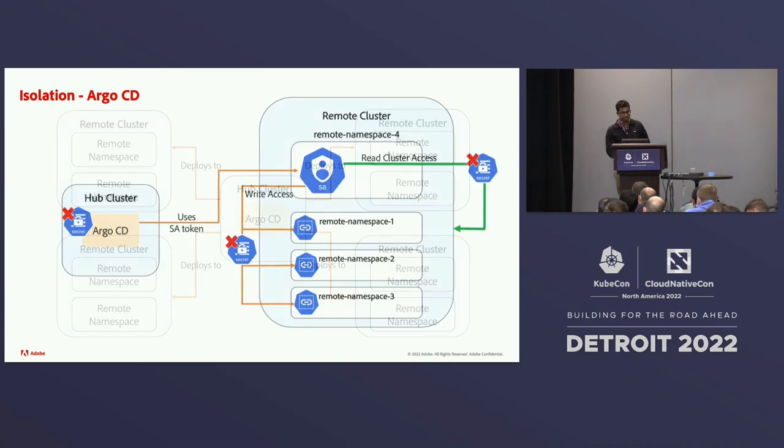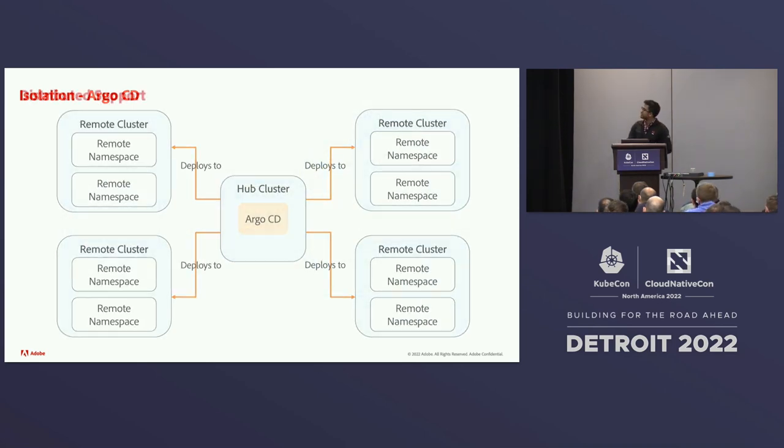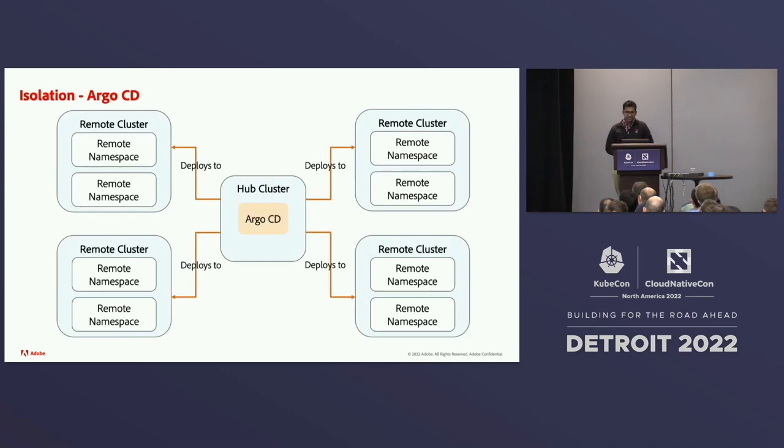So the result of this isolation of the Argo CD operator is that we end up with a more secure hub and spoke model. And by extension, clients can't do as much on the connected remote clusters that are shared between them.